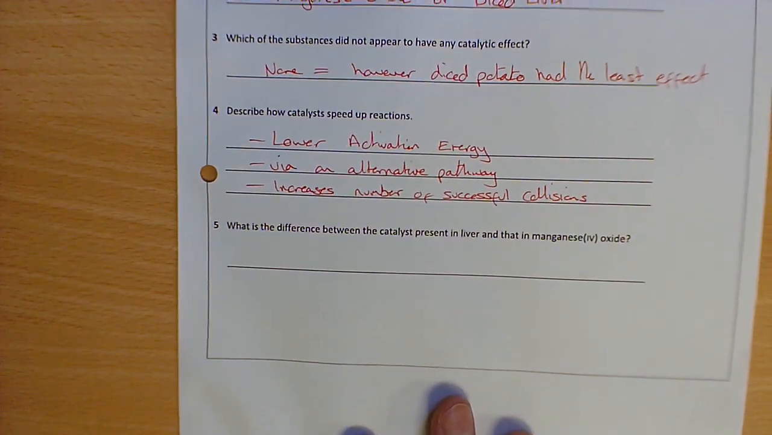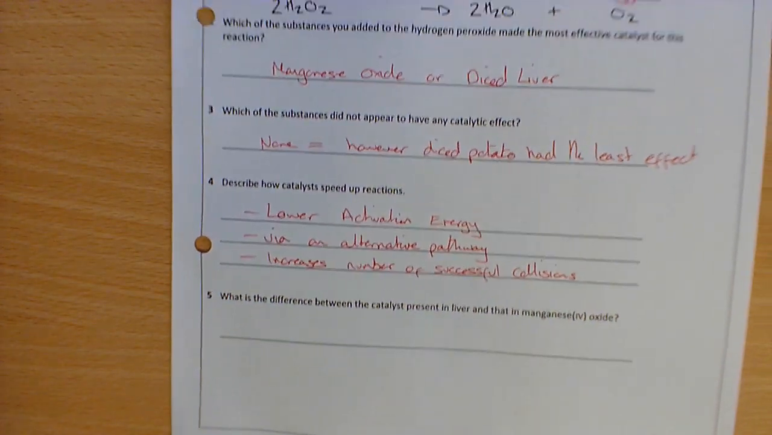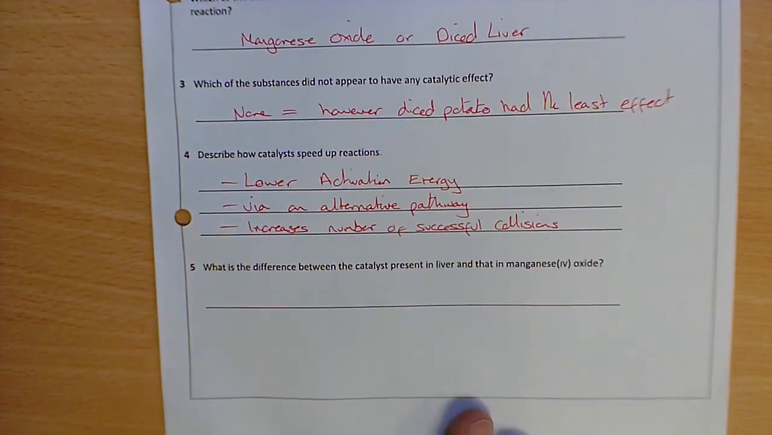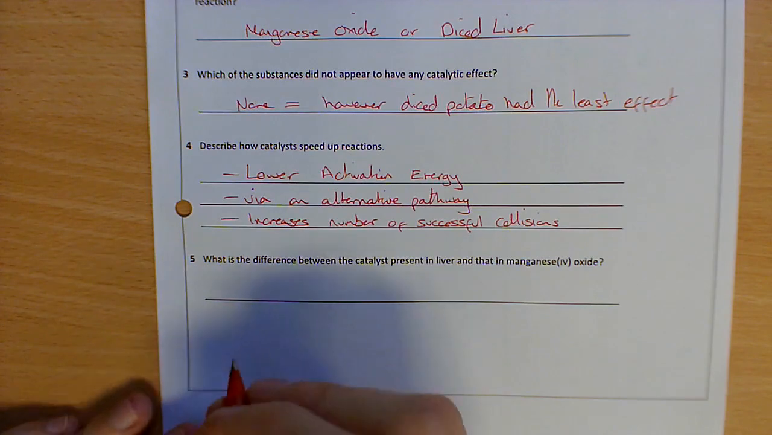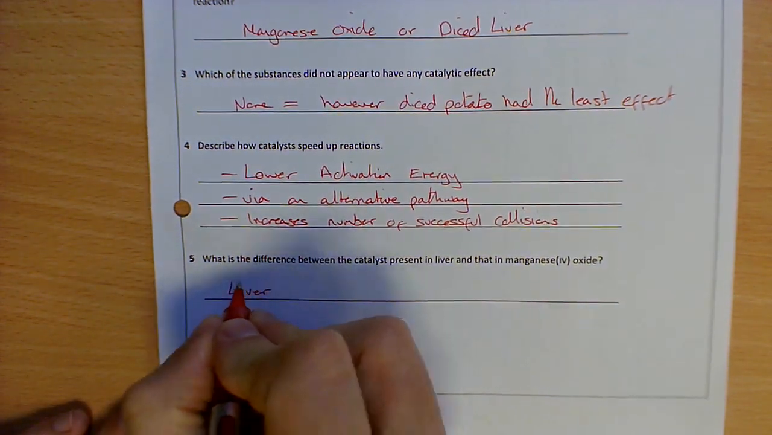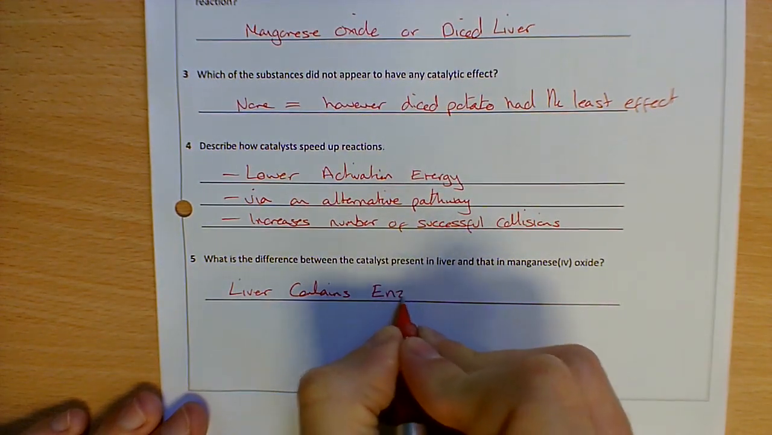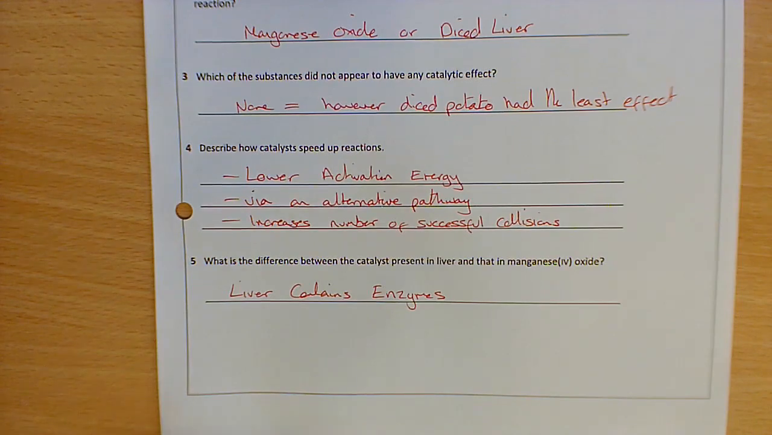What is the difference between the catalyst present in liver and that in manganese oxide? So again, we're going to come back to the liver. Now, those of you that are good at biology should know that the liver contains a large amount of enzymes. Okay, and enzymes are an example of a biological catalyst. So liver contains enzymes. Okay, and enzymes are a biological catalyst.